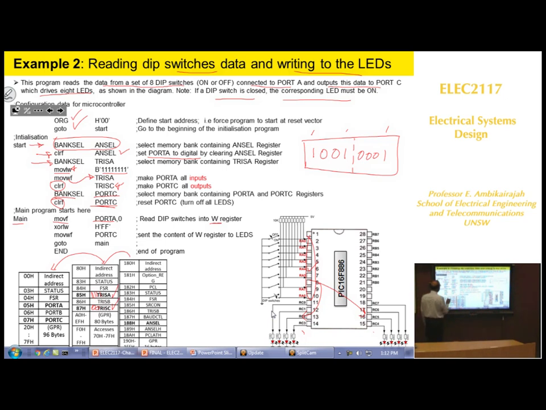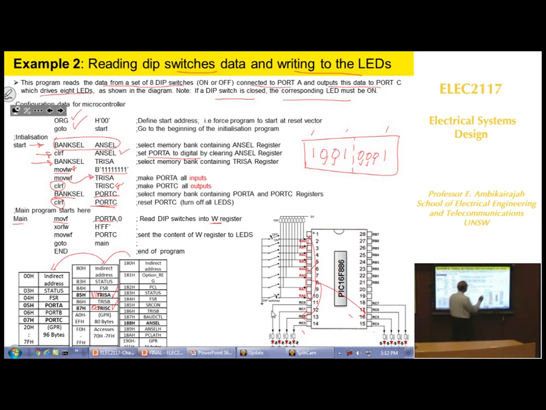So what I did is they are in the W register. The problem is when you read it, the switches which are closed read as 0, because when they close, it is 0. But if you send that data back to port C, all 0, therefore it won't glow.